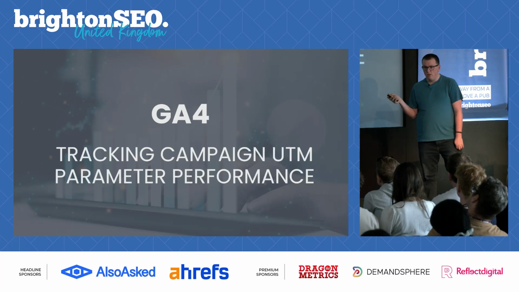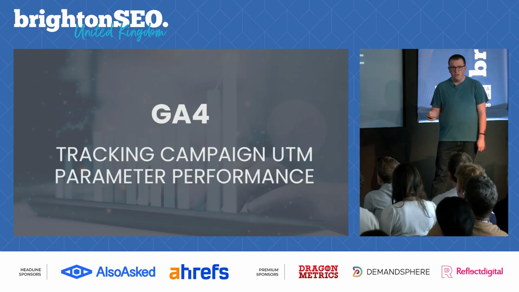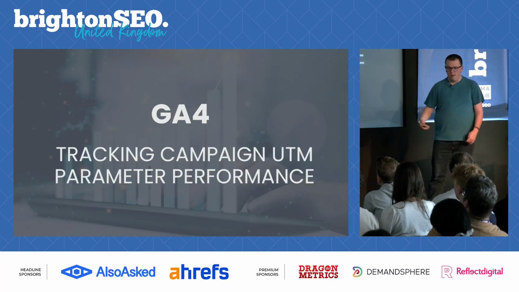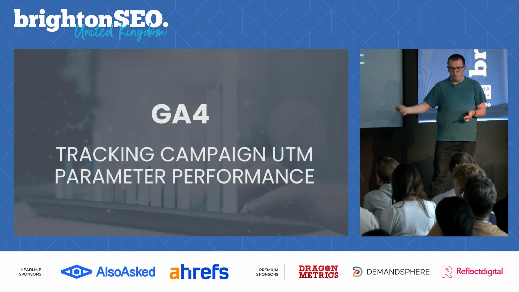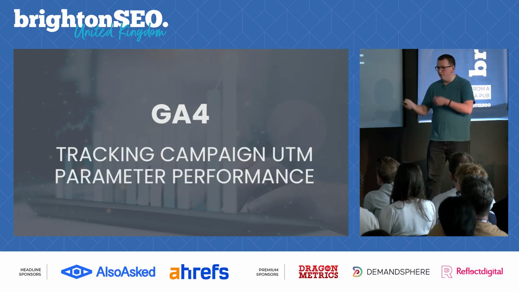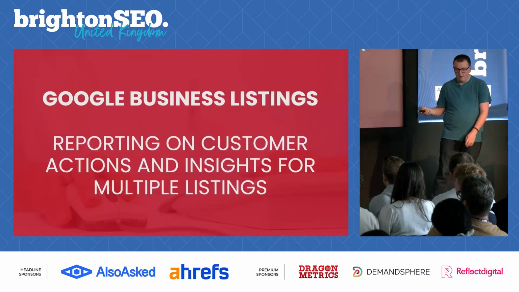So if you've got a campaign that you're running that's got UTM tracking on there, you can then use the API to pull that data in and report on that really easily. So of course, then you can do different graphs and everything in Google Sheets.